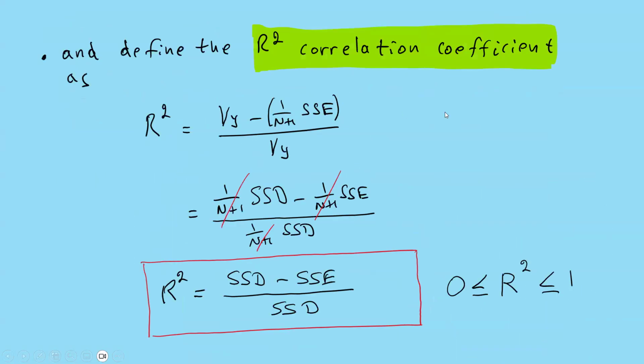Again, how can we check whether this fitting is good or not? We are using the correlation coefficient, which is defined based on the SSD and SSE. The range of the correlation coefficient, or R squared, is between 0 and 1. When the correlation coefficient is close to 1, it means our fitting is very good. But once R squared approaches 0, it means our fitting is not good and we have to improve it, maybe by increasing the order of the function or by changing the function.